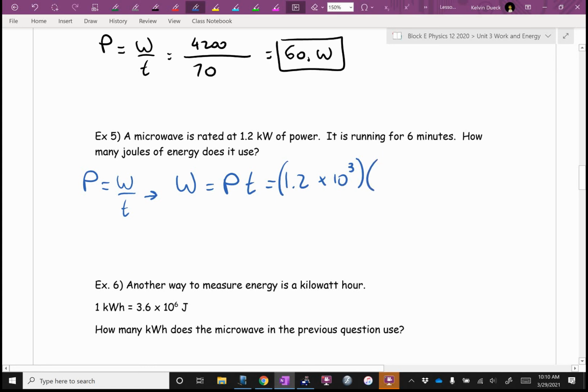Time, ooh, why can't I use the 6? Minutes, how would I convert minutes to seconds? So I'll just do this on the fly, 6 times 60. How many joules of energy will the microwave use? How many joules of work did the hydroelectric dam need to do on these electrons?